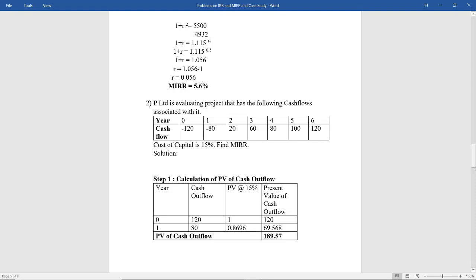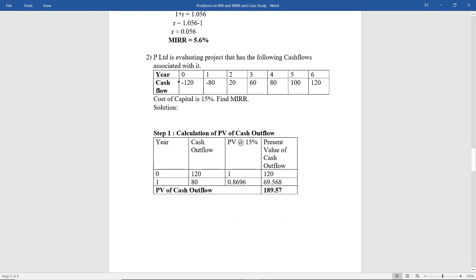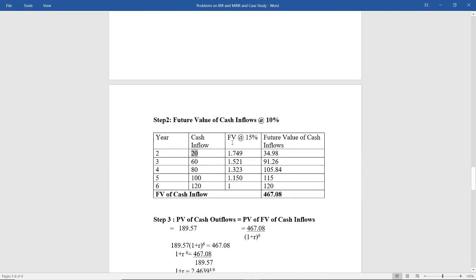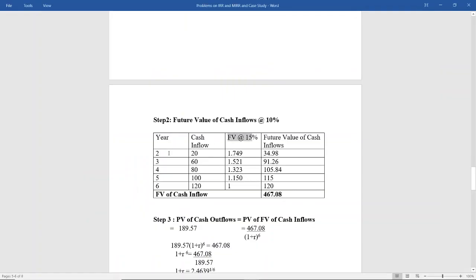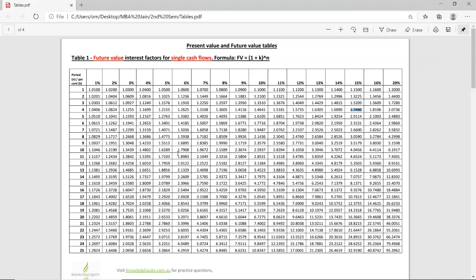So how are you going to see the PV factor? See, present value it is reverse. Future value it is in the opposite direction. So I will help you all to see how to find out the future value at 15%. So to go from 2 to 6, that is future value. How many years are required? 4. So you are going to take this factor, because this is 4th year 15%, 1.7490.